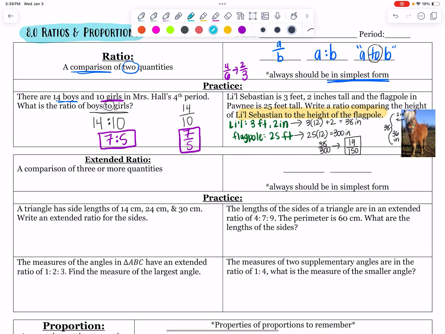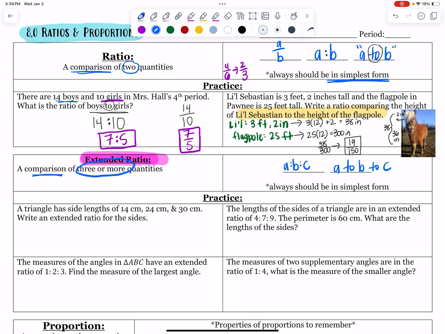So what does it mean to extend something? To extend something means to make it longer, right? So it's still going to be a comparison, but instead of just comparing 2 quantities, we're going to compare 3 or more quantities. So we still want A and B and C to be whole numbers. We still want them to be fully reduced. And it doesn't just have to be a 3-part one, it could be a 4-part or more.